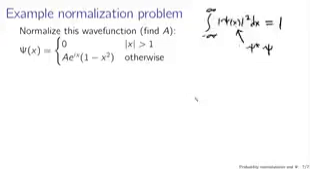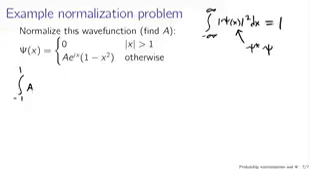The other thing I'm going to do before I get started is notice that my wave function is 0 if the absolute value of x is greater than 1, meaning for x above 1 or below negative 1. So instead of integrating from minus infinity to infinity here, I'm just going to focus on the part where psi is non-zero and integrate from minus 1 to 1.